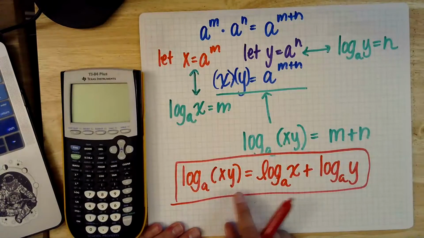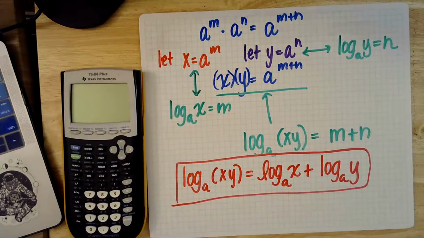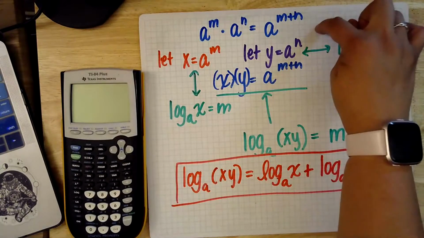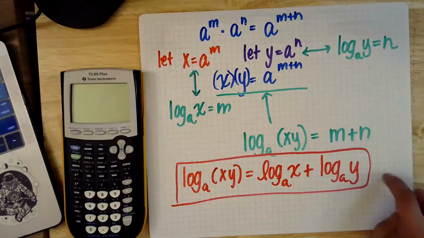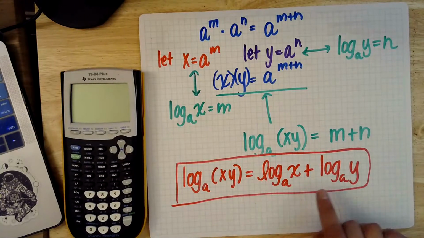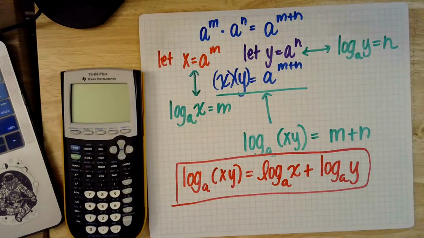Log a of xy expands to log a of x plus log a of y. The good thing about these videos is that you can pause, rewind, go back, ask me questions, and watch it again. So this is taking the multiplication rule in exponential analysis, converting it into logarithms, and deriving the logarithm rule that says the log of a product expands through addition. Log a of xy expands to log a of x plus log a of y.